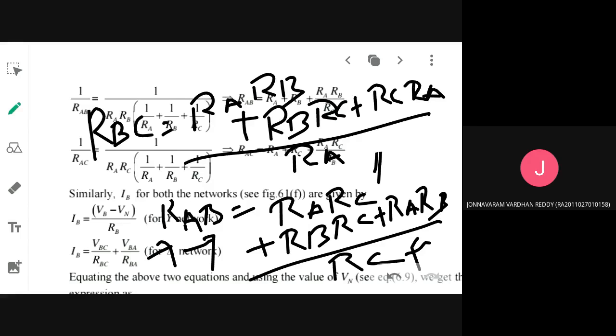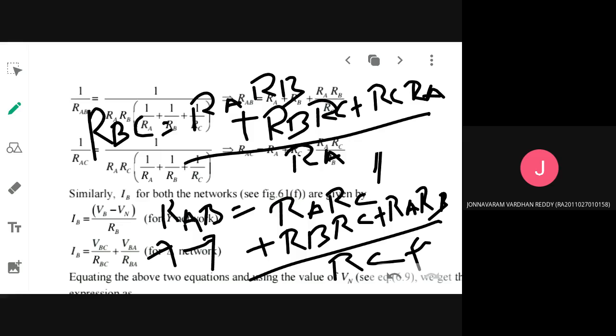In between derivations, they don't ask because it's a complicated one. And complicated problems also they won't ask, like the ones given in the PPT that I have forwarded. Only simple problems they will ask you. But you need to remember these six formulae. Okay, so this finishes off delta to star and star to delta conversion.